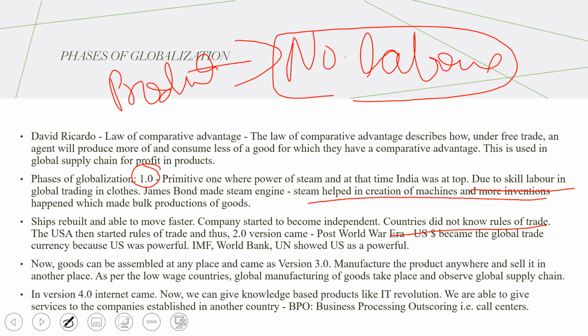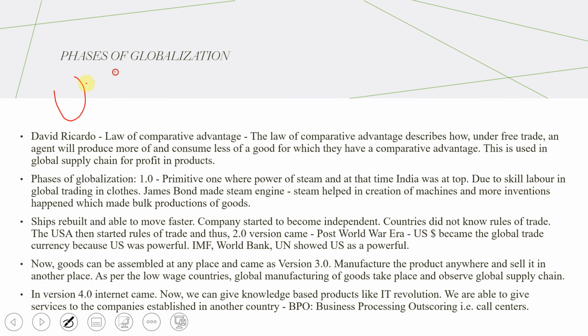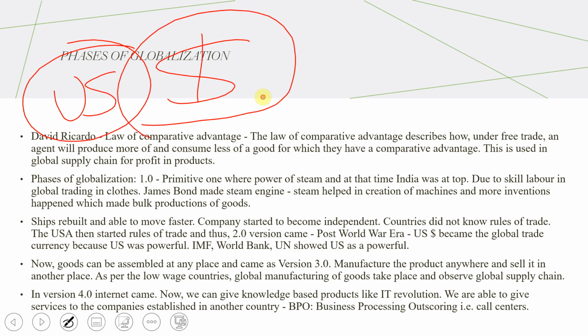Then the USA started the rules of trade, and thus version 2.0 came as the post-World War era. The US dollar became the global trade currency because the US was powerful. From that time, the US became powerful because the dollar was designated as the common currency, the only currency for trade. So the IMF, World Bank and UN showed the US as powerful, because they all deal in US dollars.